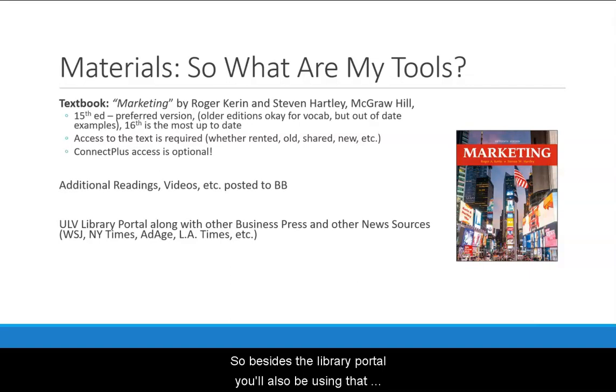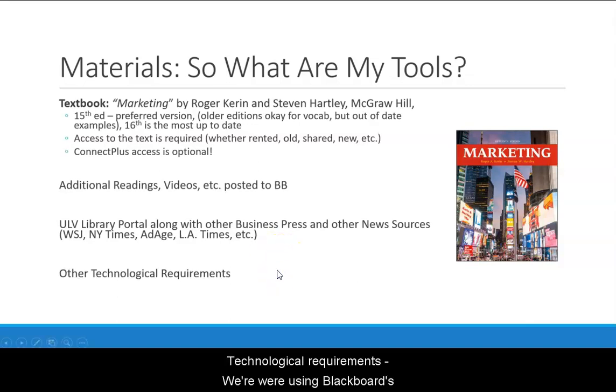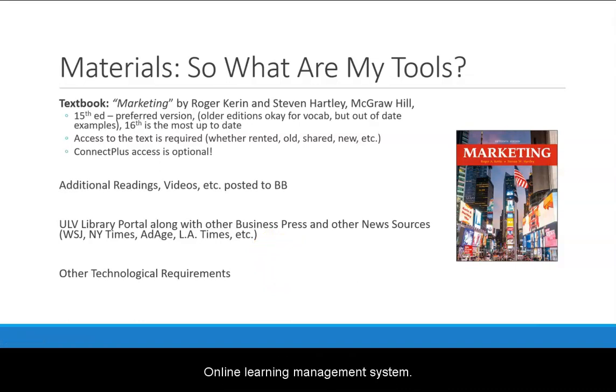So besides the library portal, you'll also be using the business press and other news sources like the LA Times, New York Times, and Wall Street Journal, and that will give you the data you need to make informed decisions. And it's good practice to know what's out there. Many public libraries continue to give you access to many of these business databases and resources like EBSCO, IBISWorld, Hoover, Statista, and others.